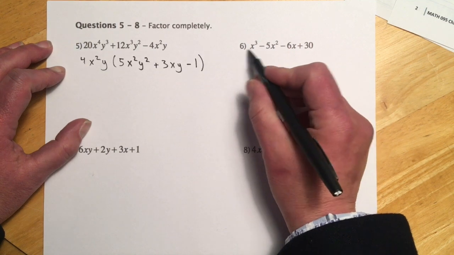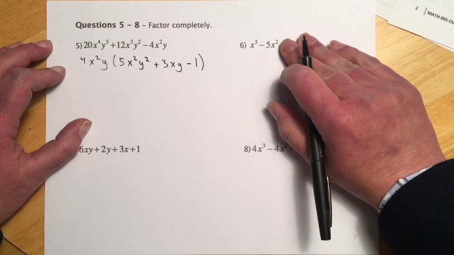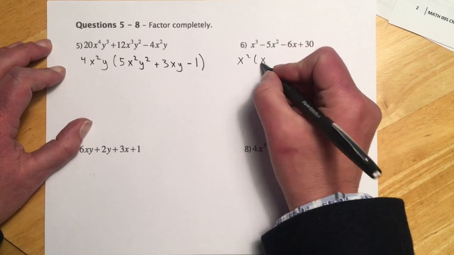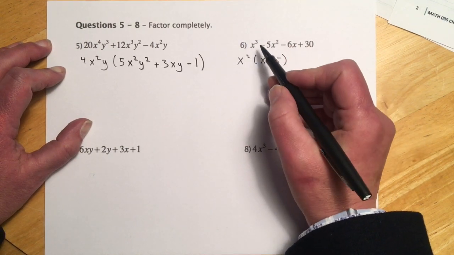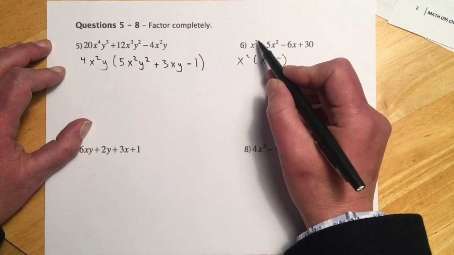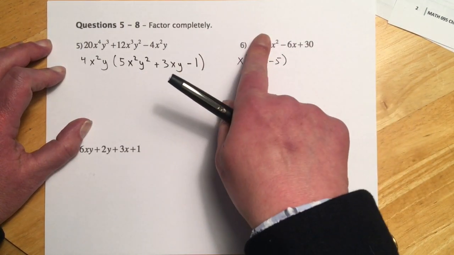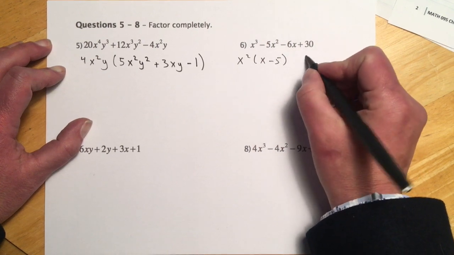Number 6, let's see, so we've got a cube, so we have to be a little careful. I can take an x squared out of those first 2, so x minus 5. And I say that about the cube because if it's a cube, it has the potential to factor 3 times. If it's a square, it will only factor 2 times. So here I need another x minus 5.